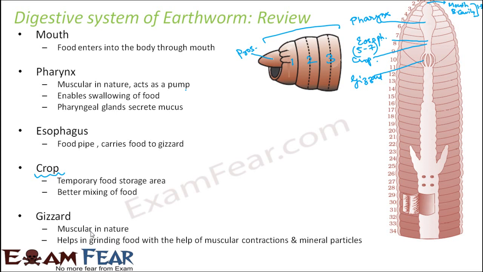So such particles get ground and also help in grinding other particles. The gizzard is muscular in nature, helps in grinding food with the help of muscular contractions and mineral particles like stones and rocks. That is why it has this kind of appearance, because it has a lot of muscles within it. Since a lot of grinding is happening in the gizzard, all the food should not come to the gizzard at once. Food should gradually come to the gizzard from esophagus, and that is why we have crop, so that it can temporarily store the food for some time, and then as and when needed it can pass on the food to the gizzard.